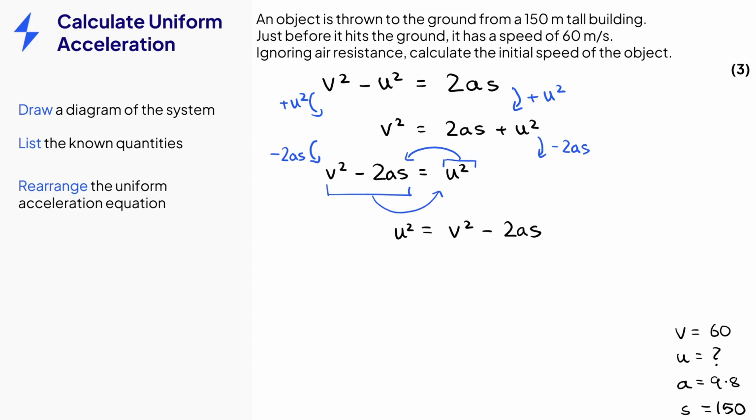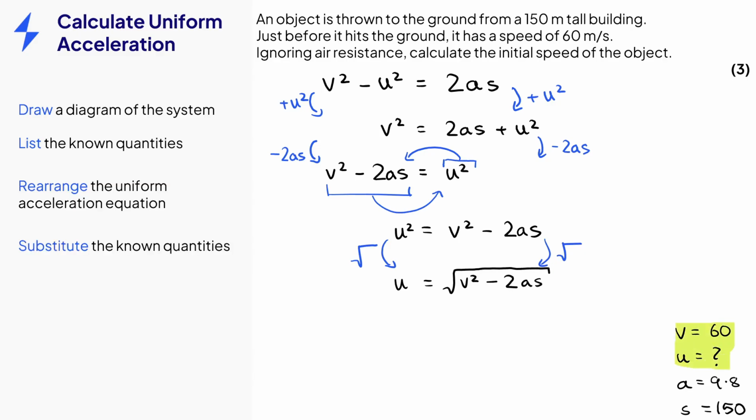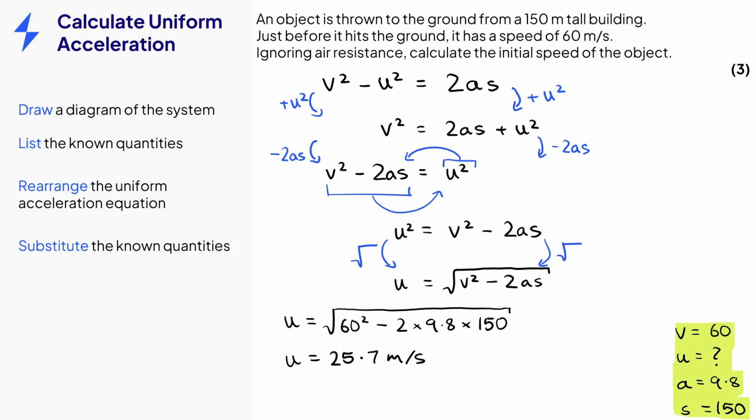Next up, square rooting both sides leaves us with u as the subject on the left. All we need to do now is substitute our known quantities to calculate the initial velocity. With this written down, just put the numbers carefully into your calculator to find an initial velocity of 25.7 meters per second. Now remember, the values in the question are given to 2 significant figures, so we'll give our answer to 2 significant figures as well. The marks here are allocated for rearranging, substituting, and giving a final answer with the correct units and significant figures.